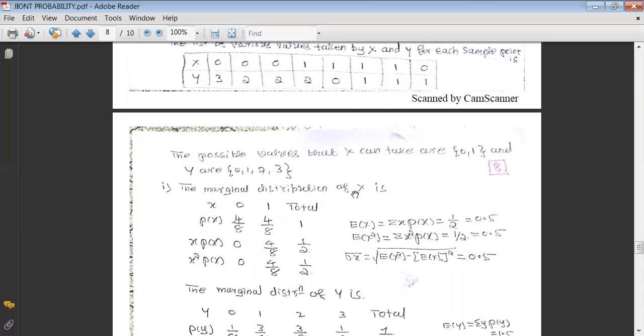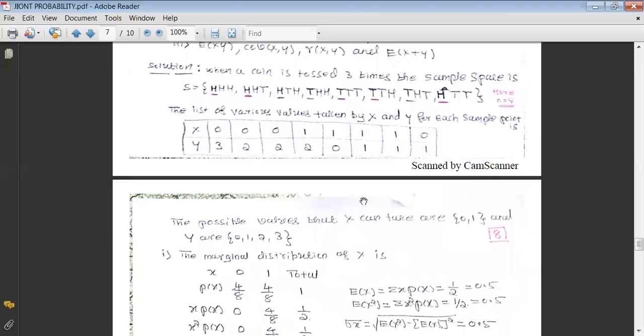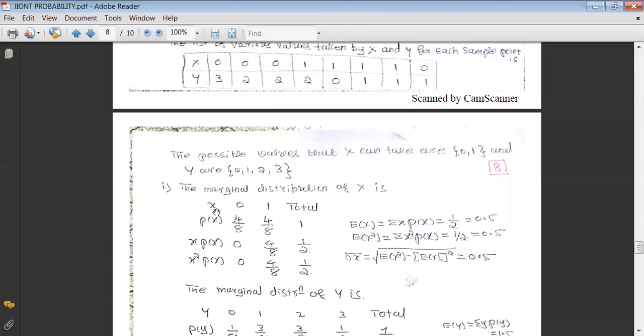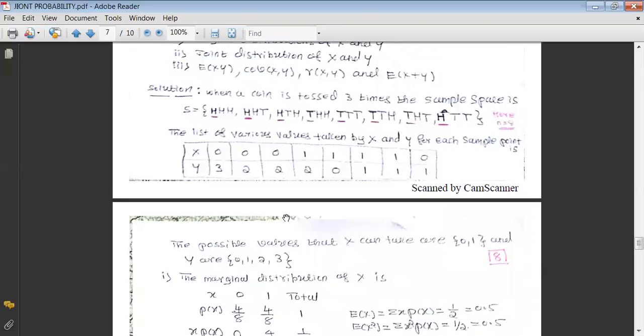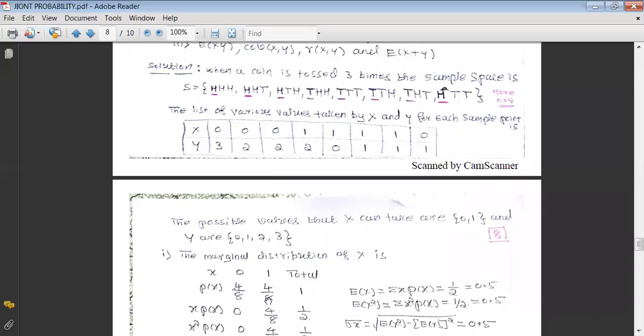Now, the marginal distribution of X we can write. X takes the value 0 or 1. As we know, probability means favorable by total, and the total possibilities are 8. Therefore, I'll write 8. Now for 0, let us count how many times we may get 0. It is 1, 2, 3, 4. 4 times. These are 4 favorable outcomes for X equals 0. That is 4 by 8 we can write.